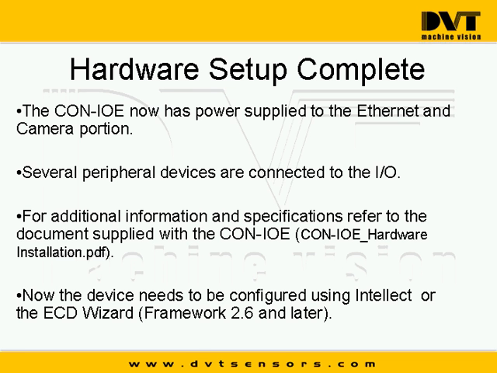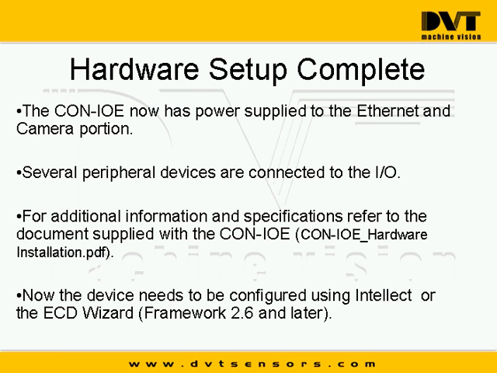Now, once you have that hardware setup complete, you're going to want to consider setting up that CON IOE in order to communicate with all of these devices. Now, one of the things that you're going to want to do is use Intellect software, which is what we're going to use, or if you're using Framework software, you're going to want to use what we call the ECD wizard in order to get that configured. Now, what we're going to want to do is connect to the camera and configure that CON IOE. Let me show you how that's going to happen.